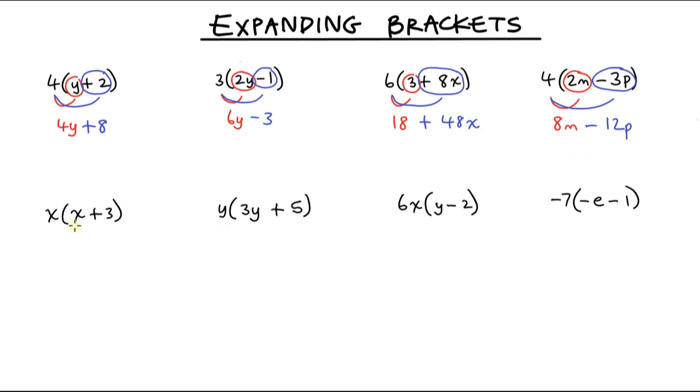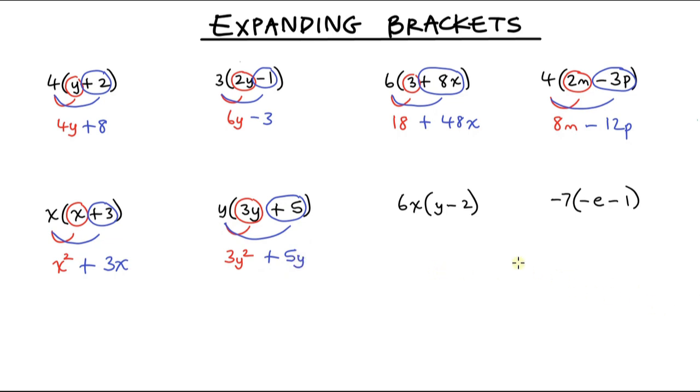So let's carry on with question 5. The first term is x and the second term is positive 3. So we're going to do x times x, which is x squared, and then x times 3, which is positive 3x. Okay, question number 6. Our first term is 3y and our second term is positive 5. So we're going to do y times 3y, which will be 3y squared. And then finally, y times positive 5, which is positive 5y.